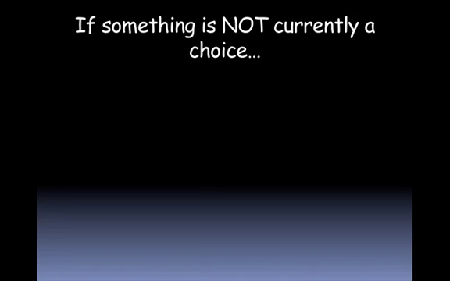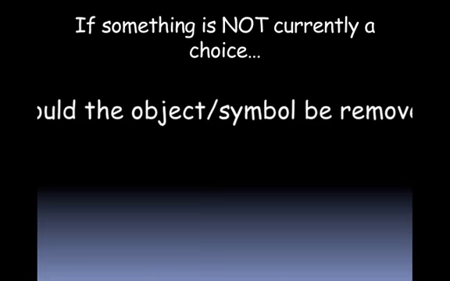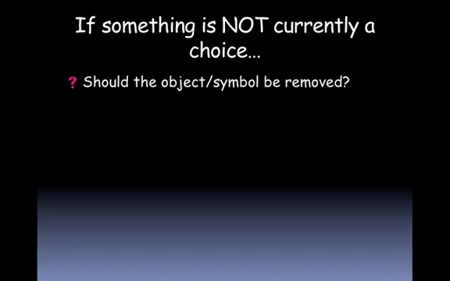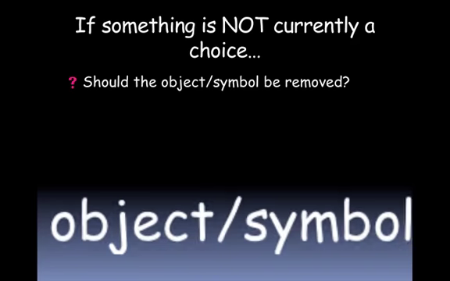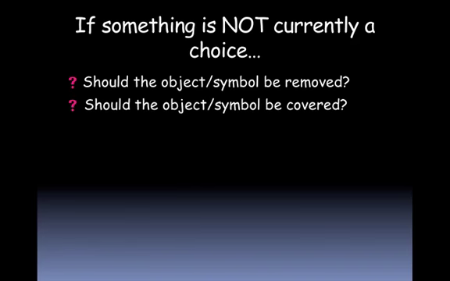So if something is not currently a choice, do you think we should remove the symbol from our choice board or the object? Should we just remove it, pretend like it's not there? No, we probably shouldn't, because our kids are going to remember that it was there, and that's probably when we'll start seeing some behaviors. They're going to start looking for that item. Should we just cover it up? What do you think?